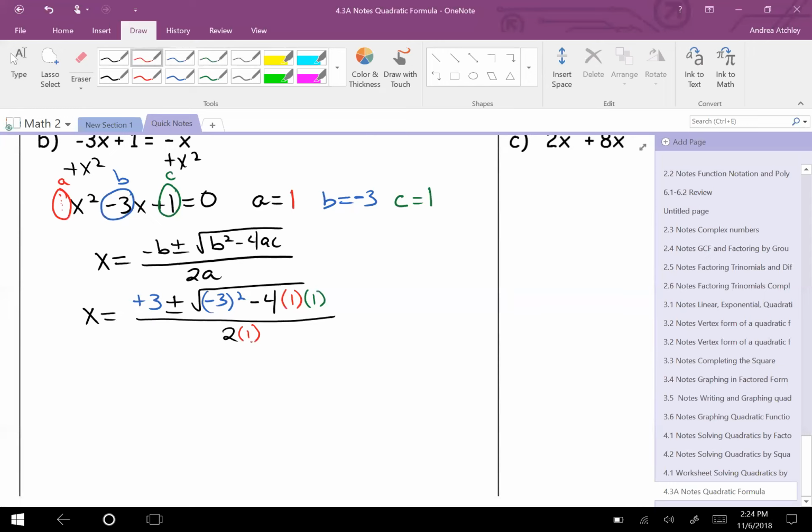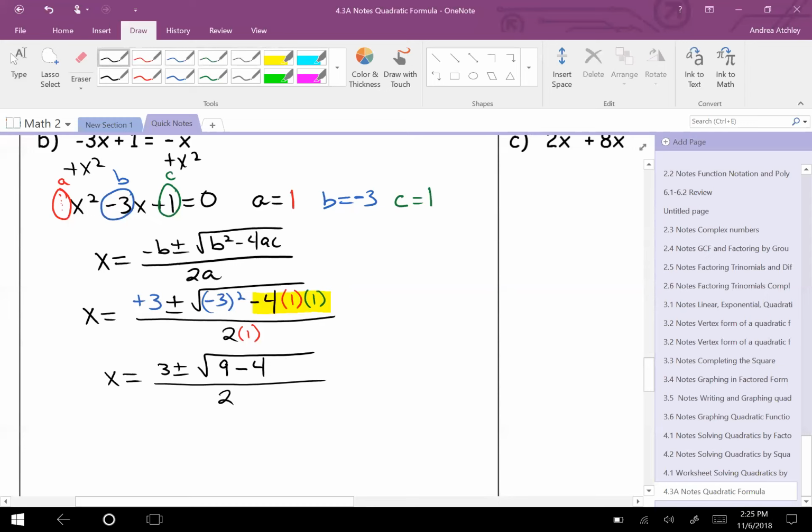Once I've plugged it in, then I can simplify. So I'm going to have x equals 3 plus or minus the square root of negative 3 squared, which is positive 9. And remember, we want to check: negative 4 times 1 times 1. Is that a negative or a positive? Negative. And it's just negative 4. And it's all over 2 times 1, which is 2.